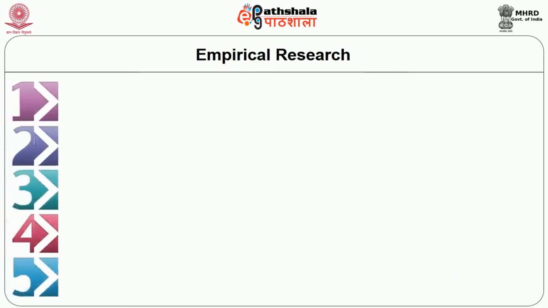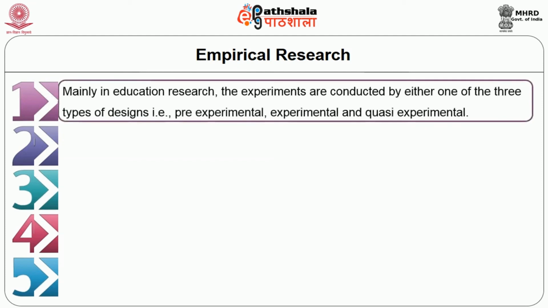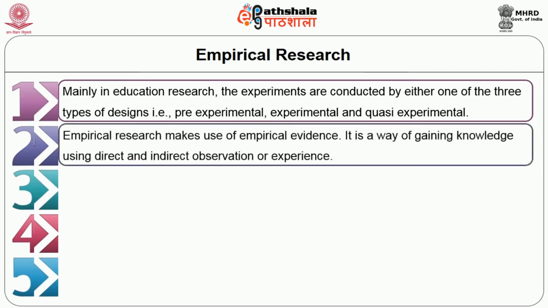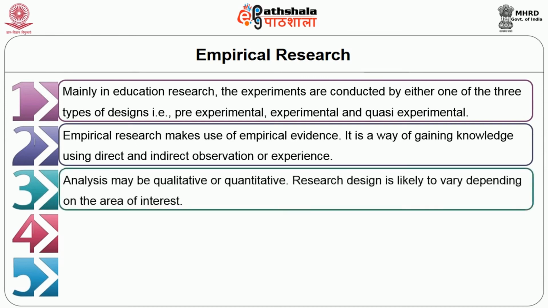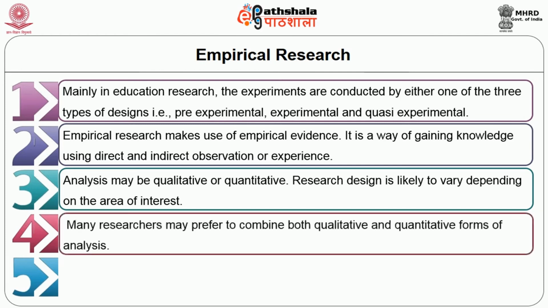In empirical experiments, mainly in education research, the experiments are conducted by either one of the three types of designs: pre-experimental, experimental, and quasi-experimental. Empirical research makes use of empirical evidence. It is a way of gaining knowledge using direct and indirect observation or experience. Analysis may be qualitative or quantitative. Research design is likely to vary depending on the area of interest. Many researchers may prefer to combine both qualitative and quantitative forms of analysis.